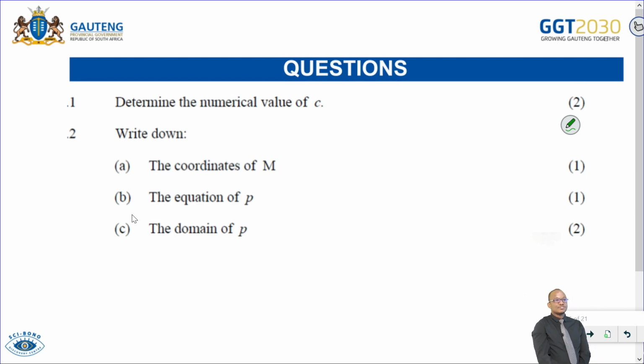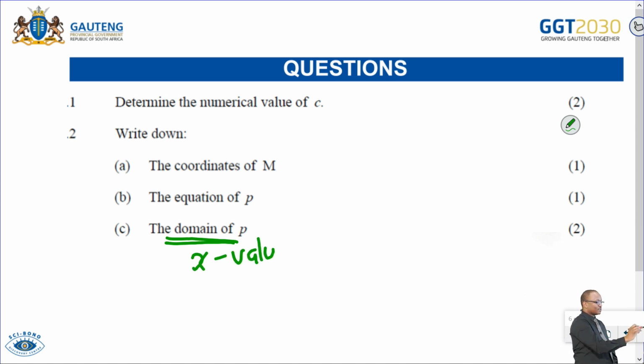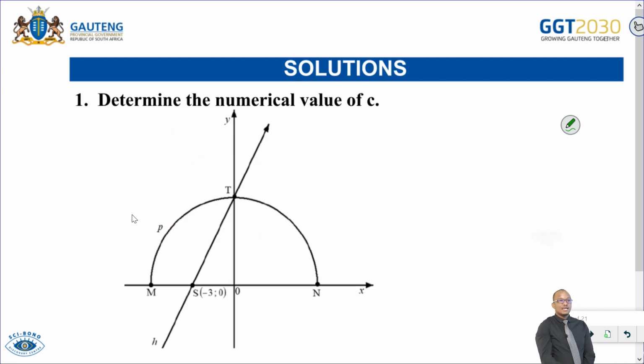Then the second question, we say write down A, the coordinate of M, B, the equation of P, and C, the domain of P. And remember, on our notes, we said when we're talking about domain, we're talking about X values. So those are the things that learners must remember. And when we're talking about range, we're talking about Y values. So now, let's see how do we answer our questions.